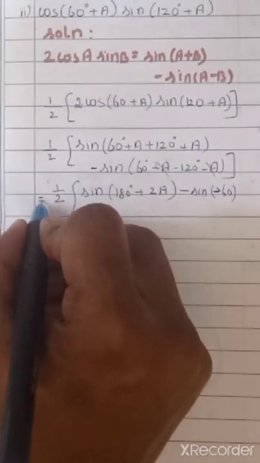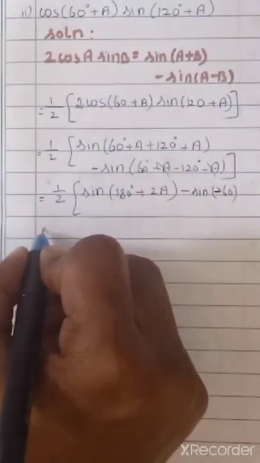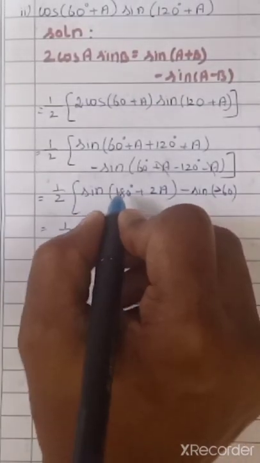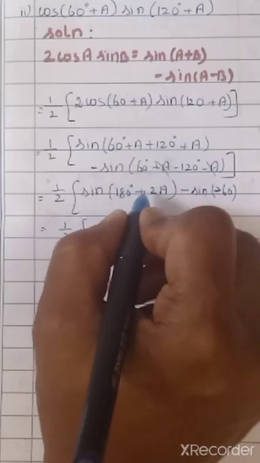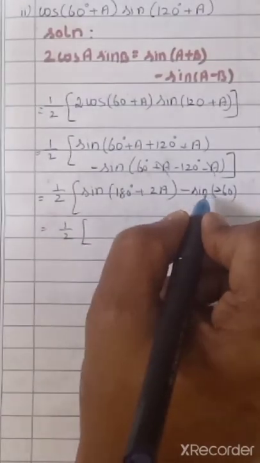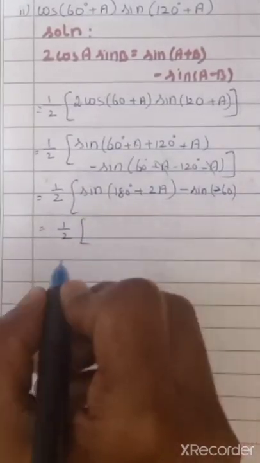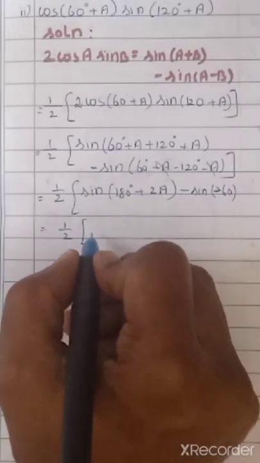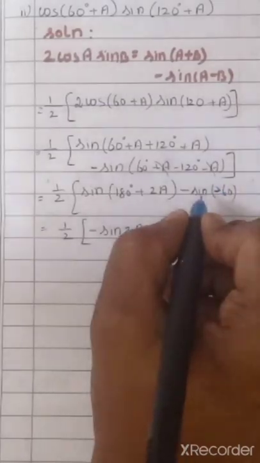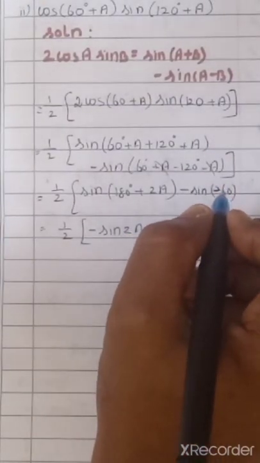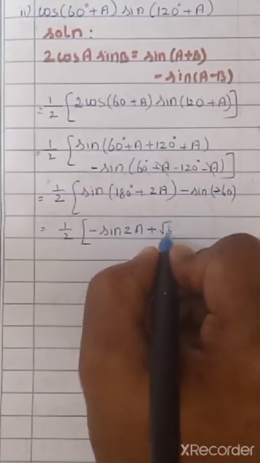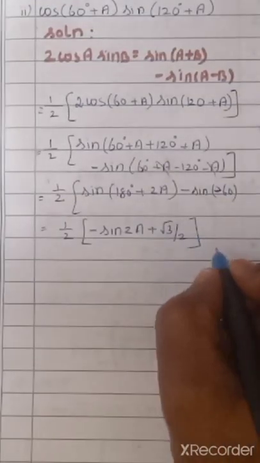Which is equal to 1 by 2 [sin(180 degrees plus theta)]. Sin(180 plus theta), so here we can write it as sin(180 plus 2A). Sin(180 plus theta) is minus sin theta, so minus sin 2A. And sin 60 degrees value is root 3 by 2. Here there is a minus, so minus root 3 by 2. One more minus will become plus. So plus root 3 by 2 is your final answer.